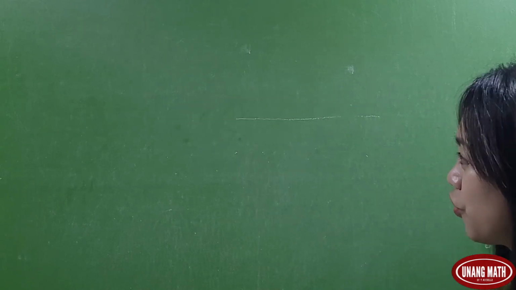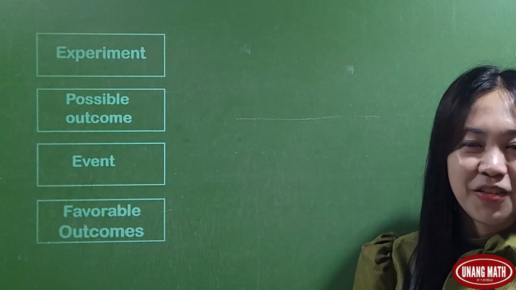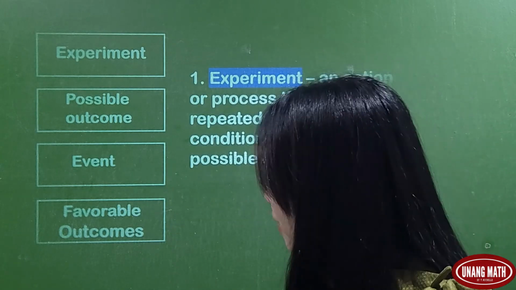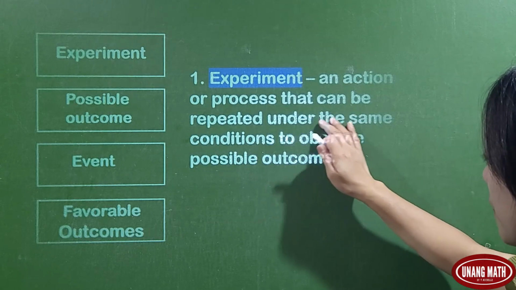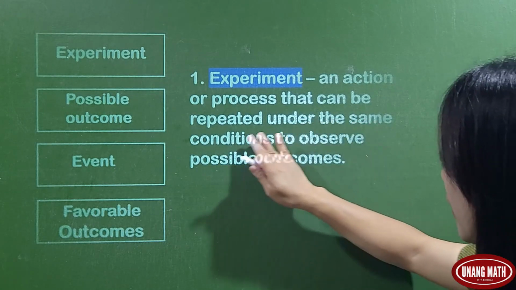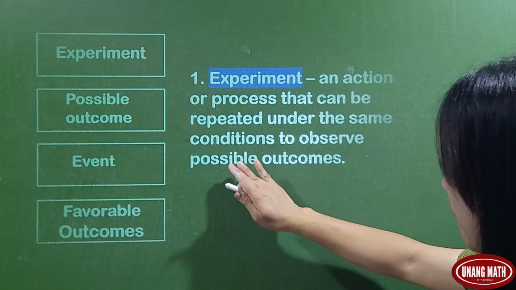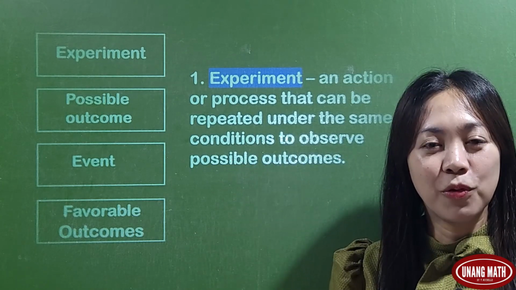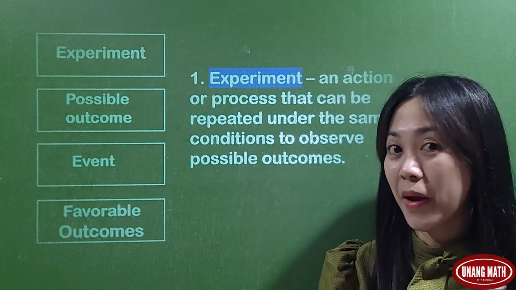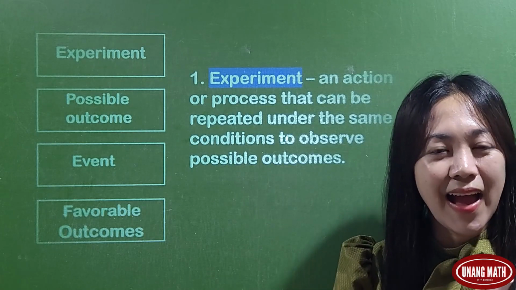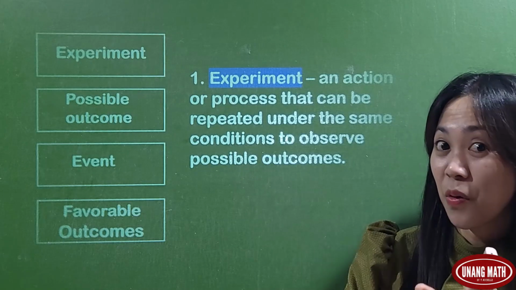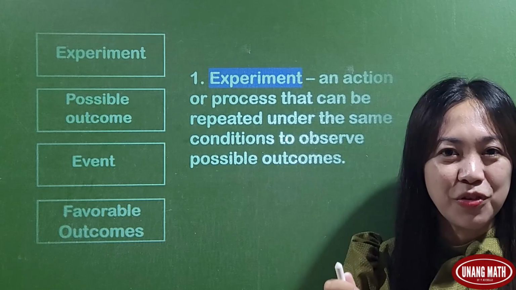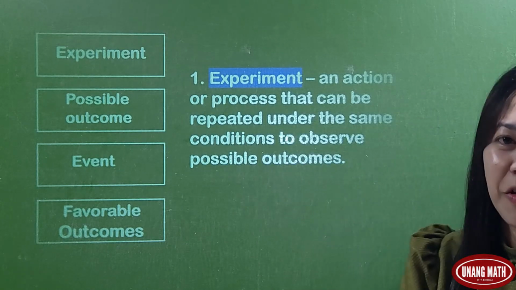The first thing we need to do is experiment. An experiment is an action or process that can be repeated under the same conditions to observe possible outcomes. What are examples of experiments? We have rolling a dice, tossing a coin, or even playing rock, paper, scissors.